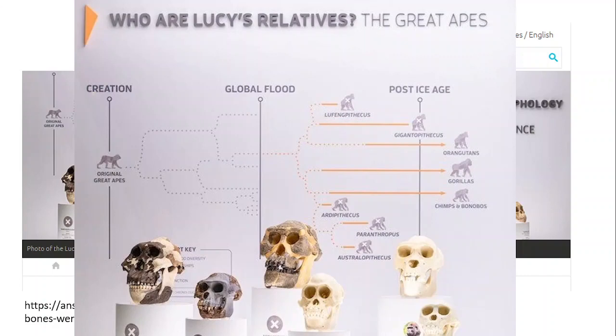So we have over here creation, right? On the sixth day of creation, they have the original great apes, right? I don't know why they're shown as these four-legged walking things that kind of look like a cat, but without a tail.